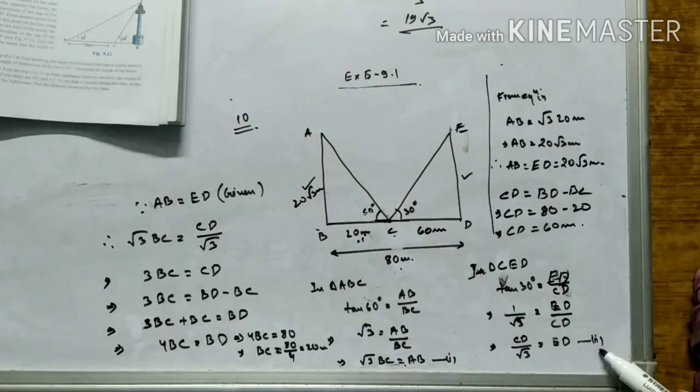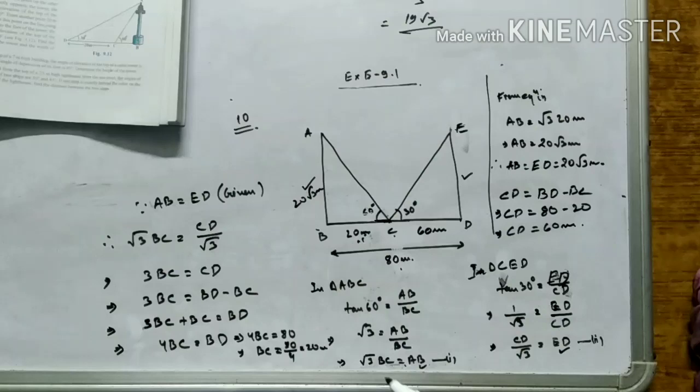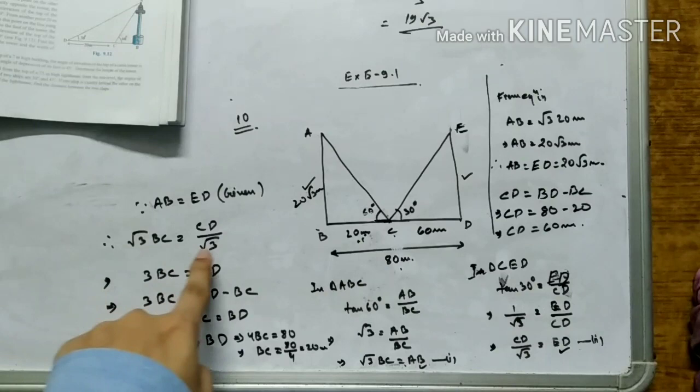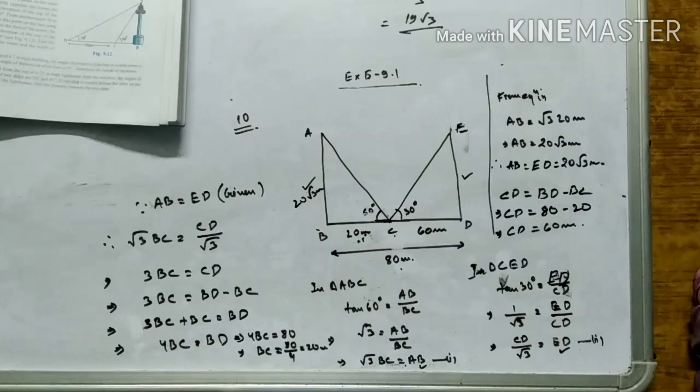Now you see, since AB is equal to ED, it is given to me, this is equal to this. So therefore AB is equal to ED, given to me. Therefore right hand side equal, therefore left hand side will be equal. So root 3 BC, if I send root 3 that side, root 3 into root 3, 3 I will get: 3 BC is equal to CD. Now CD how can I write? BD minus BC I can write. CD means BD minus BC. BC one again you send that side: 3 BC plus BC is equal to BD you will get.